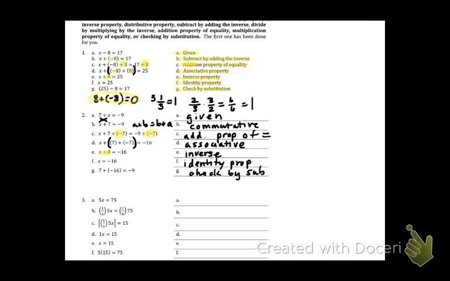Okay, the last problem. The first step is always given. And then here, you're doing the same thing to both sides. That means it's one of those properties of equality. And here, we're multiplying 1/5 to both sides. So it would be the multiplication property of equality.